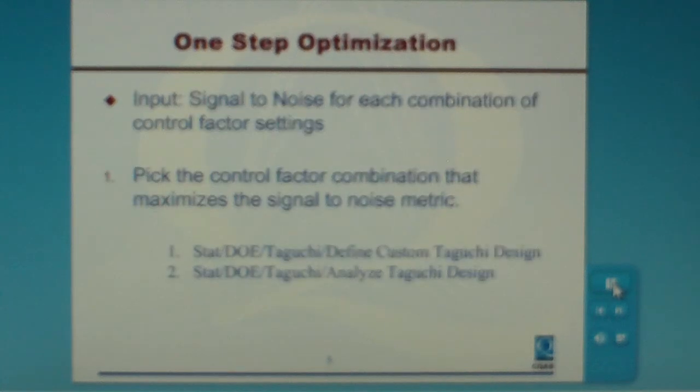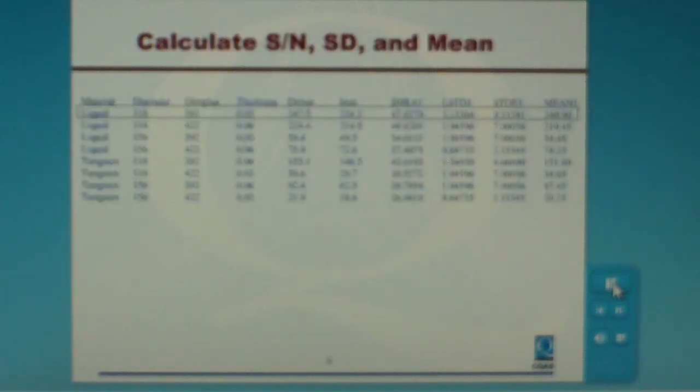In the one-step analysis, we need only to calculate the signal-to-noise metric and see which control factor combination yields the highest value. Of course, we could use the calculator in Minitab to apply the formula on the previous slide, but since Minitab has a Taguchi procedure, we'll go ahead and use that here. This is the result of using the Minitab procedure to calculate and store the signal-to-noise ratio. The procedure also allows for the storage of the mean, standard deviation, and log of the standard deviation. We will use these numbers both to evaluate our one-step analysis and in subsequent analyses.